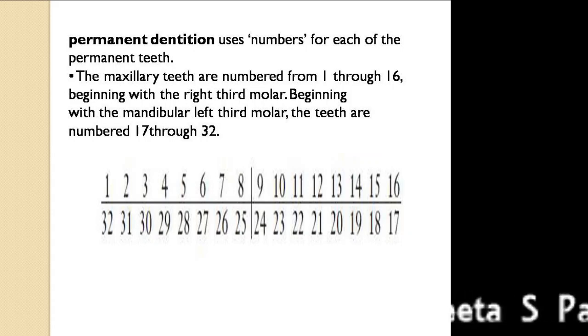26 for the mandibular right lateral incisor, 27 for canine on the right side of the mandible, 28 for the first premolar on the right side of the mandible, then 29 will be for second premolar of the right side of the mandible, 30 for the permanent first molar on the right side of mandible, 31 is for second permanent molar on the right side of the mandible, and 32 will be third molar on the right side of the mandible.